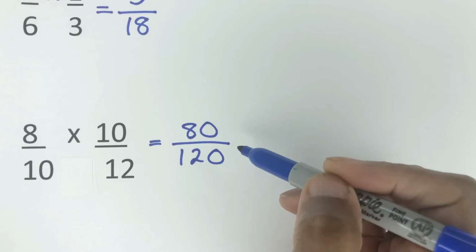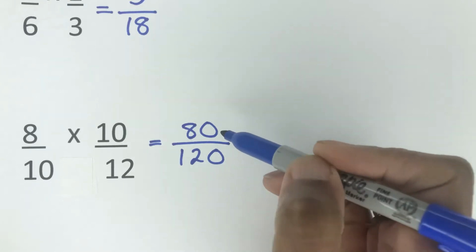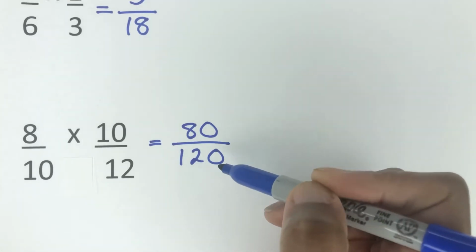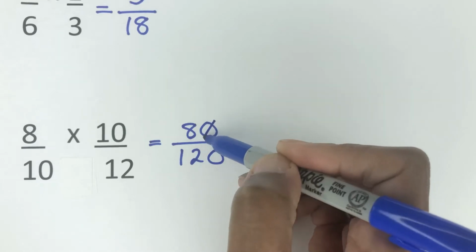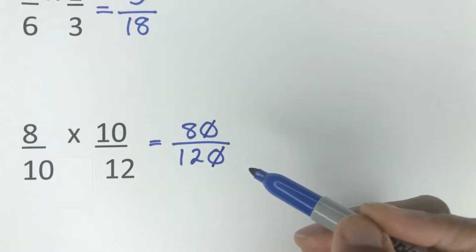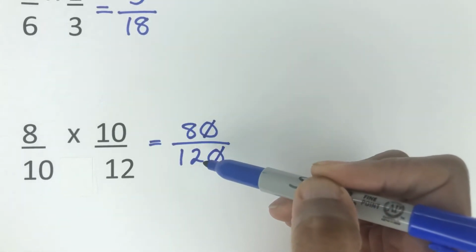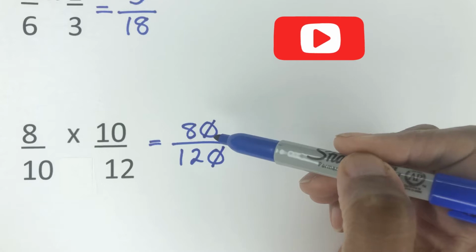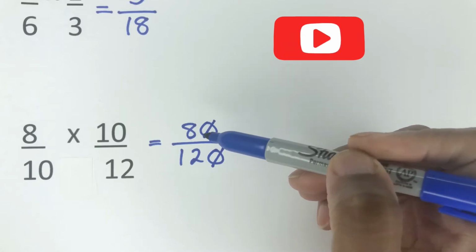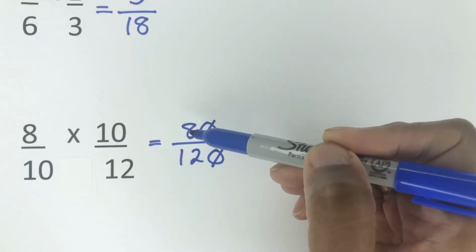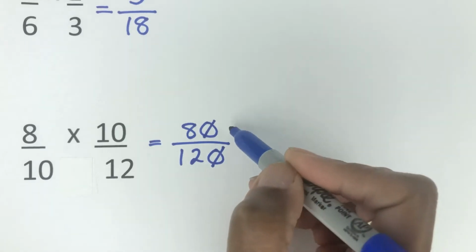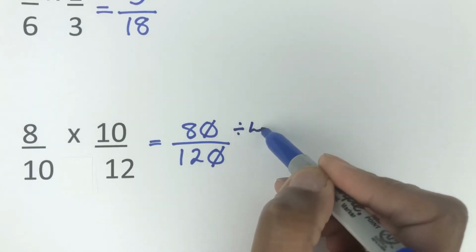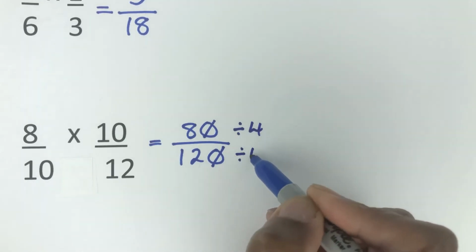And instead of just dividing by 10, what we could do is just go ahead and cancel the zeros up and down, and that will leave us 8/12. Now 8/12 definitely can be reduced, because if you look at the 4 times table, the 4 times table does have 8 and 12 in it. So we're going to divide both of them by 4.